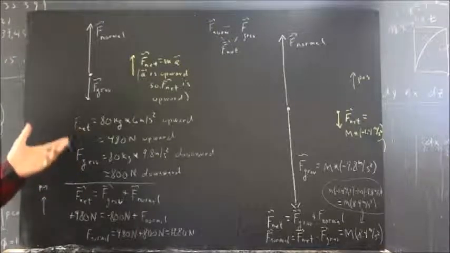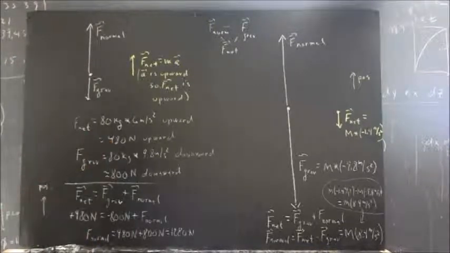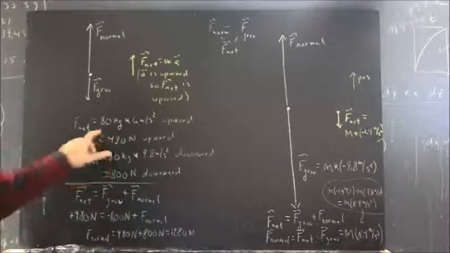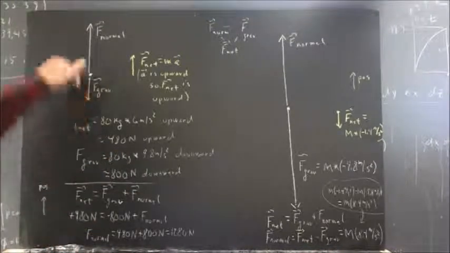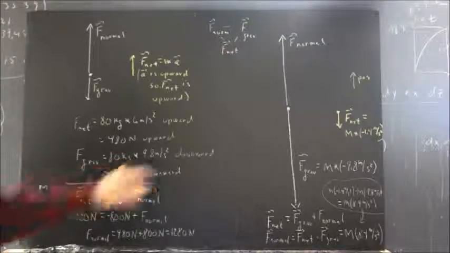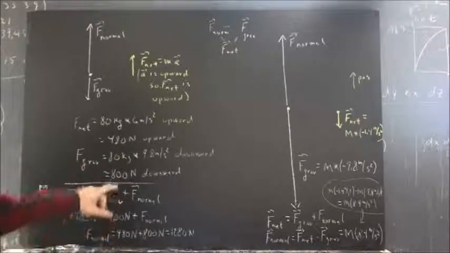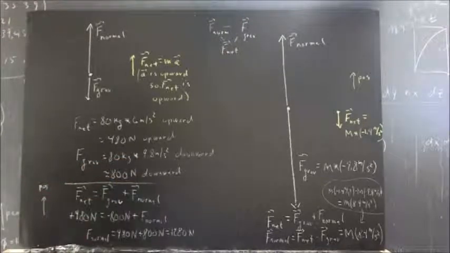Well, let's see what we know. The net force from the given information is 480 newtons upward, and that's very easily found. We multiply the given mass by the given acceleration. We also know how much force gravity exerts. It's going to be a downward force of 80 kilograms times 9.8 meters per second squared, about 800 newtons downward, and I'm using just round numbers here.